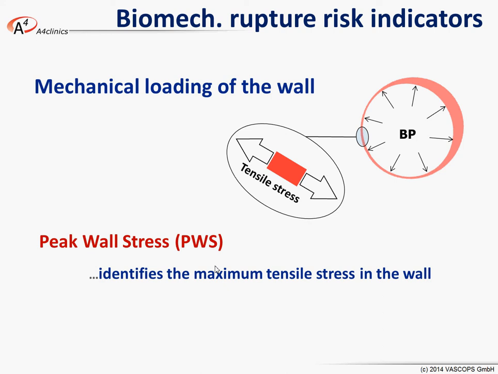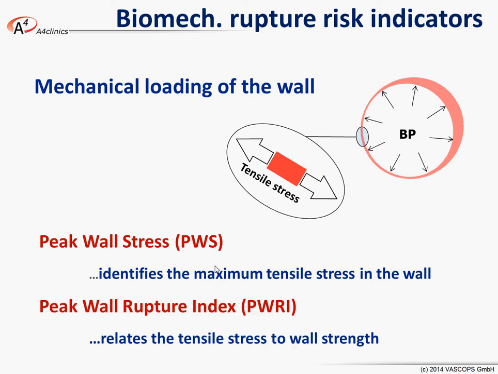However, rupture is not only dependent on the loading level, meaning the stress, but also on the strength of the aneurysm wall. Incorporating this strength information, we can define a wall risk index, take the highest one, which is the peak wall rupture risk index, PWRI, and that relates the tensile stress to the wall strength, and that is supposed to be a superior risk indicator.